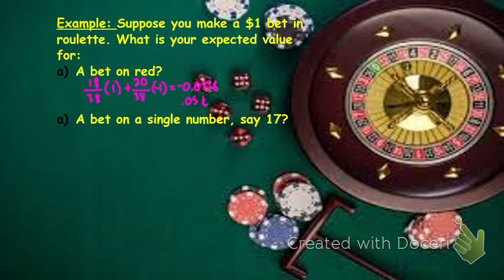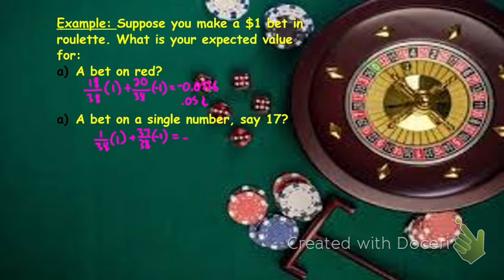Okay, so let's see what happens when you bet on just a single number. We can say 17. Well, if there are 38 slots, there's only one number 17, and I'm betting $1 on that. There's only one 17, which means that there are 37 numbers that are not 17. And if I bet $1 and I don't hit it, then I'm going to lose that $1 that I just bet. And I get something like this. And then from here, I can do those calculations and I get the following.